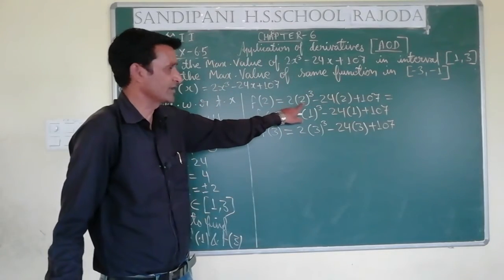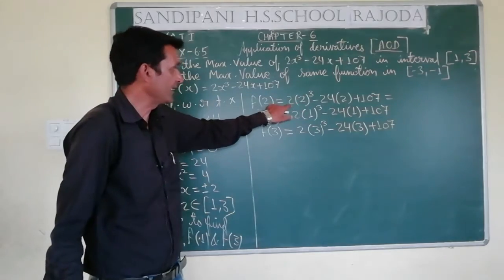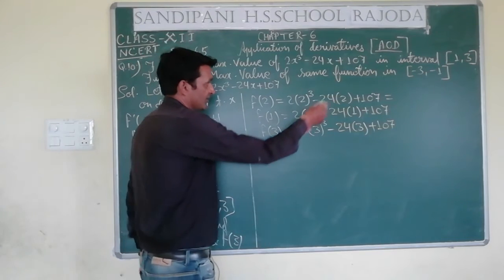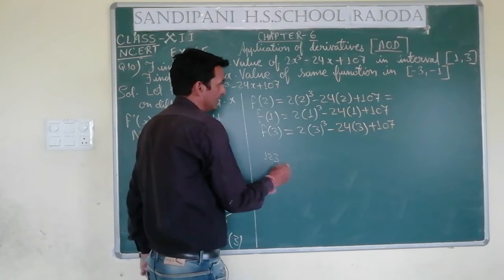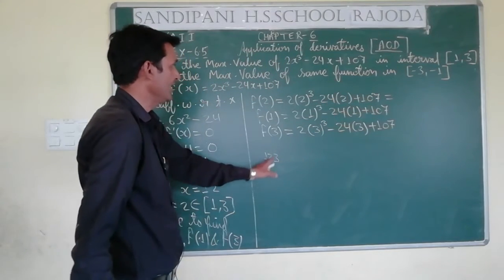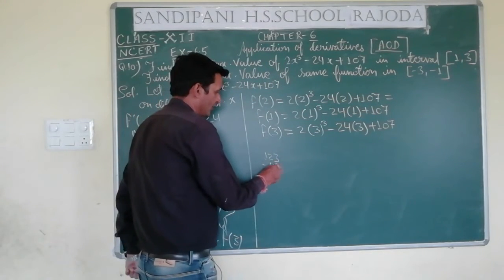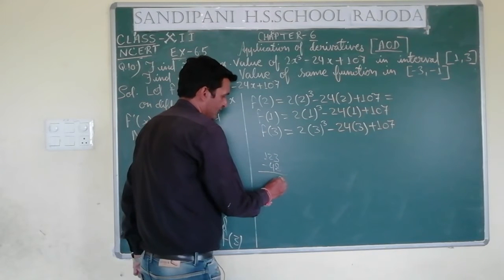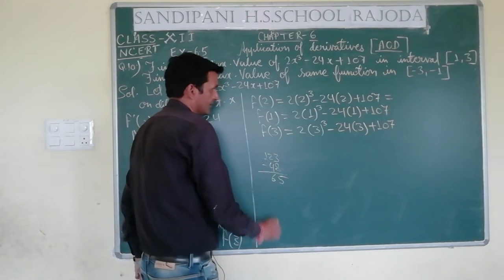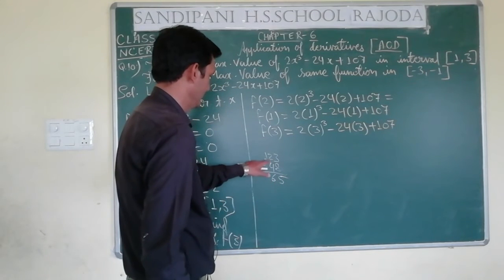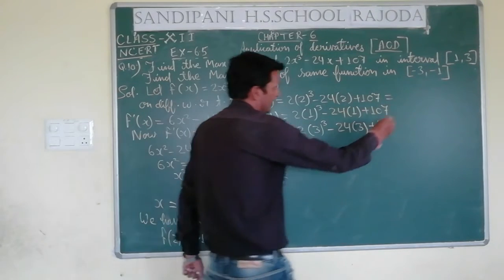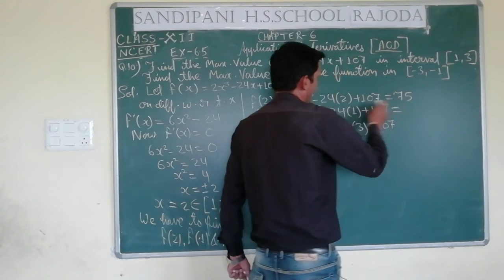2 × 8 is 16, so 16 − 48 + 107. 16 and 107 is 123. 123 minus 48 is how much? 13 minus 8 is 5, and 11 minus 4 is 7, so 75. Here it is 75, the solution of this part.